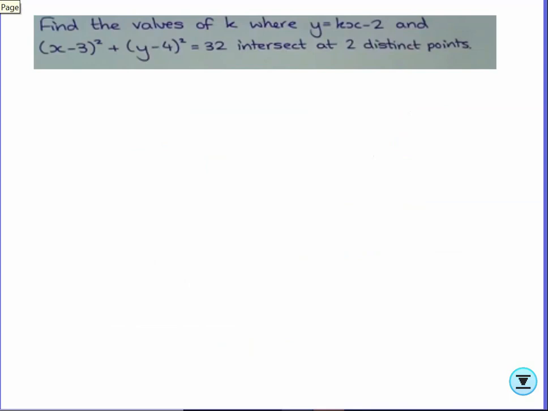So we're going to jump straight in the deep end here. We've got a linear graph here, which at GCSE you would normally have a straight line and a basic circle graph with no transformations on it. We've got a linear graph with an unknown and a circular graph with a transformation. Makes everything harder, but we're also told it crosses at two distinct points. So we're just going to deal with this bit of information first.